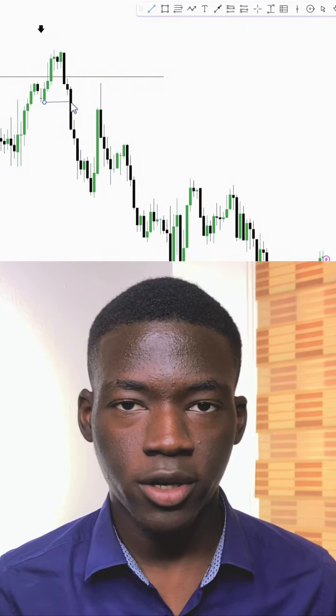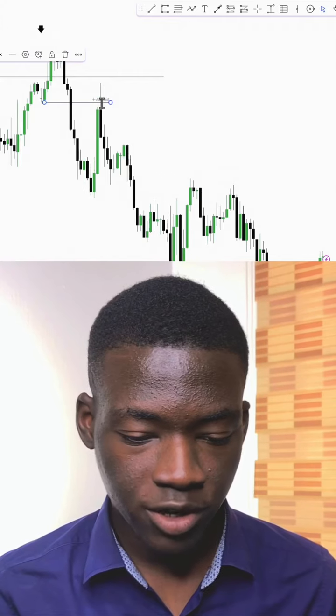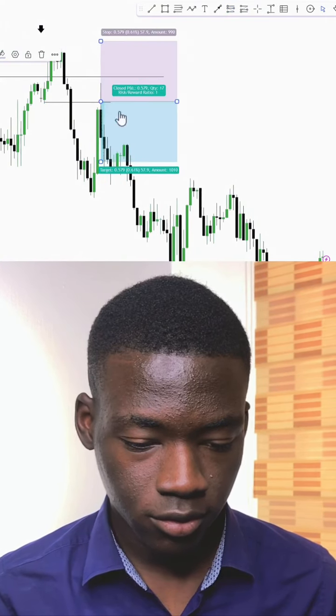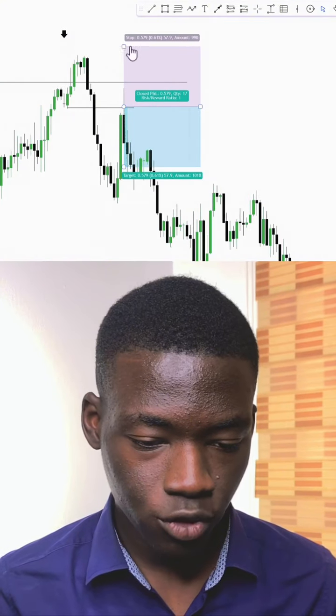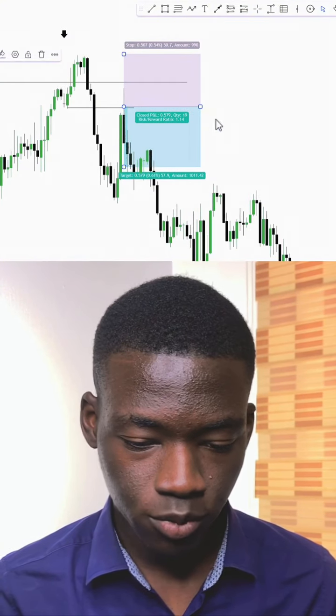Now for our entries, we wanted to use either the mitigation or the breaker block entry model. So we simply drag out this low in time, and as soon as price returns to this low later in the future, we entered for a sell, and we used this high for our stop loss.